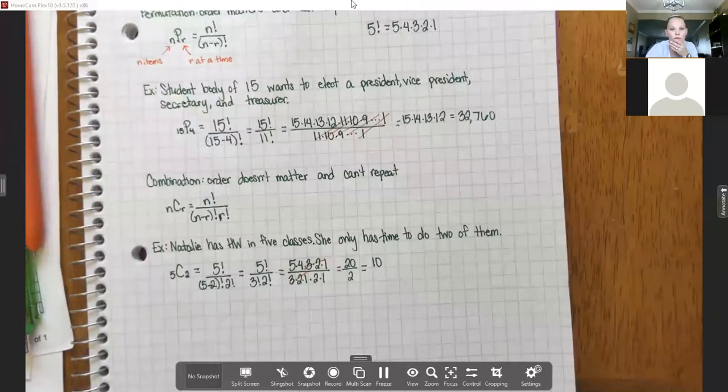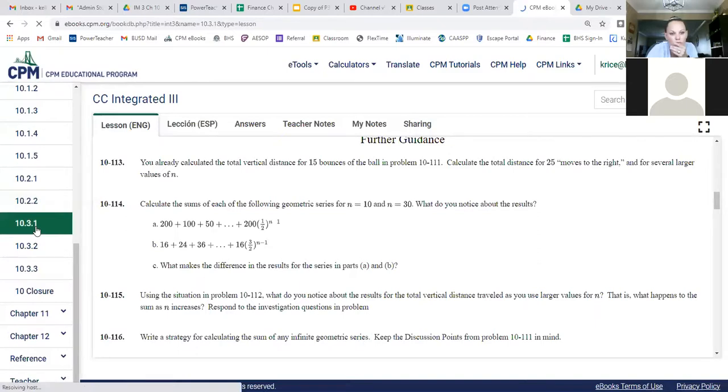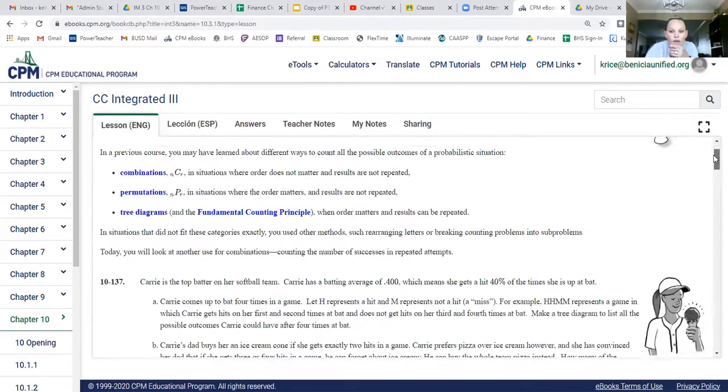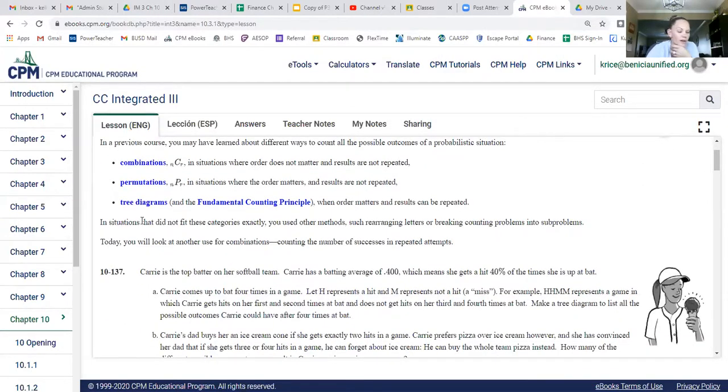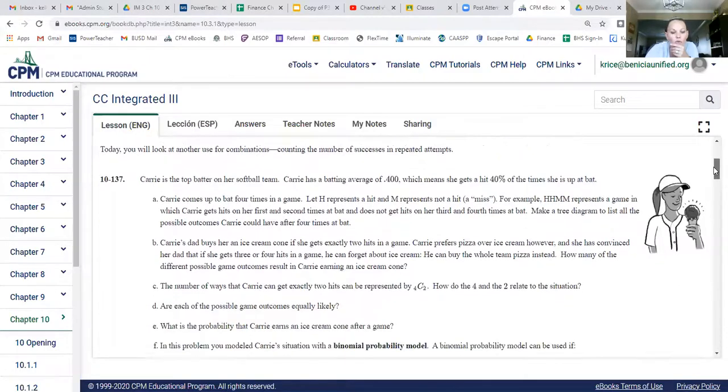So let me open up our book so we can read 10-137. And then also you probably remember tree diagrams, which we're going to do here. So 10-137, Carrie is the top batter of her softball team. Carrie has a batting average of .400, which means she gets a hit 40% of the time that she's up to bat. Carrie comes up to bat 4 times in a game.